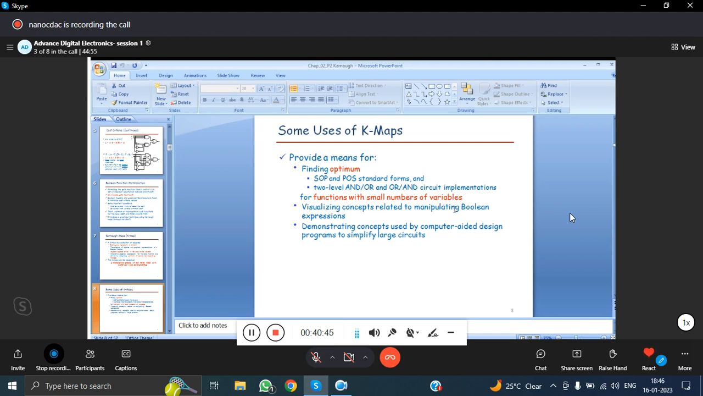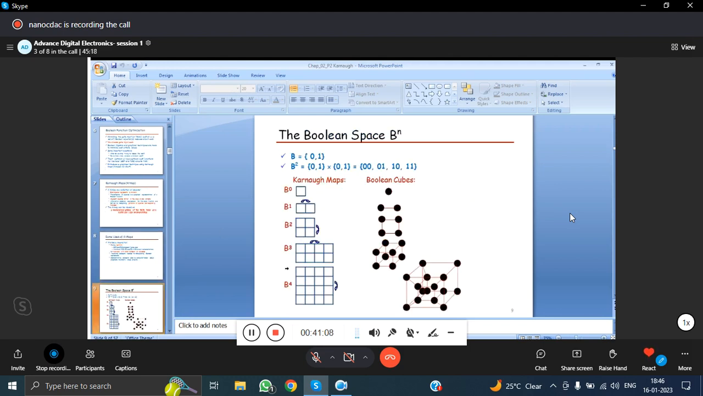Visualizing concepts related to manipulating Boolean expressions. And whatever the output from the KMap which we are giving, obviously the motto is for CAD design. To simplify the program so that the CAD design will be very easy. I wanted to show you this one.